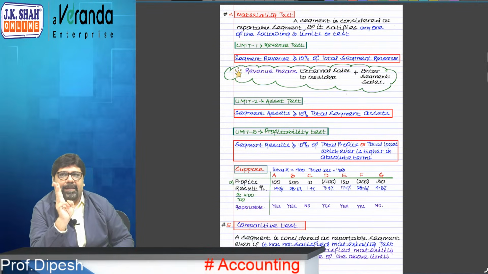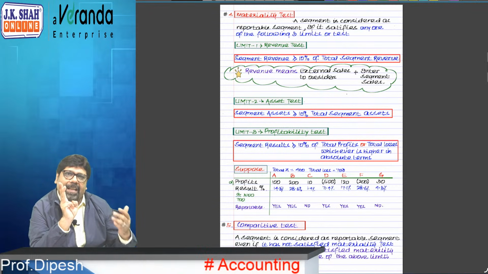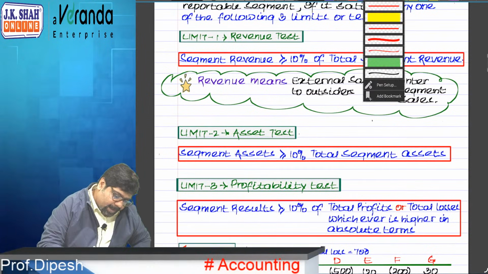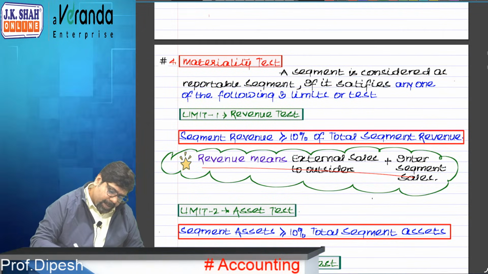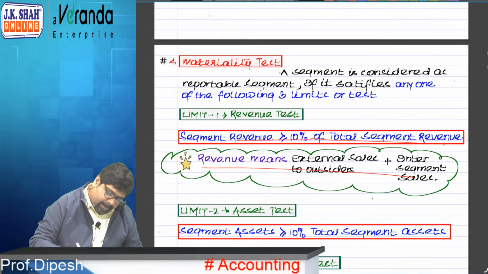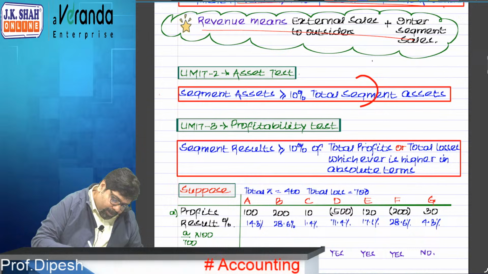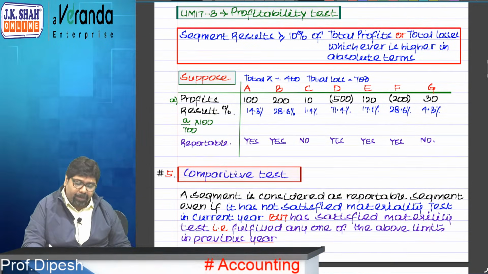Any segment whose profit or loss is 10% or more than the total profit or total loss, whichever is higher, is a reportable segment. Now understand this point. Revenue should be 10% or more. Assets should be 10% or more. Or profit should be 10% of total profits or total loss, whichever is higher in absolute terms.